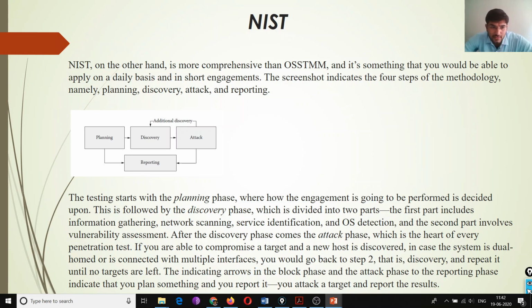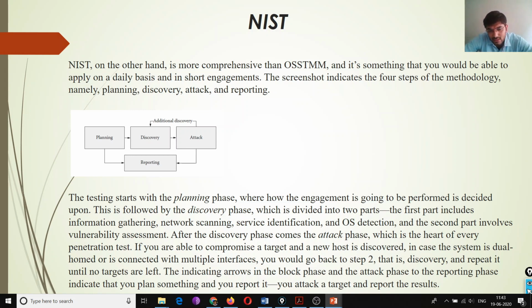So the first part includes information gathering, network scanning, service identification, and OS detection. So what we do with Nmap, right? And the second part involves vulnerability assessment. For the vulnerability assessment, we can use many tools, or even many programming languages. You can develop your own tools. Even with the use of Nessus, Nikto, there are many tools available for vulnerability assessment, right?